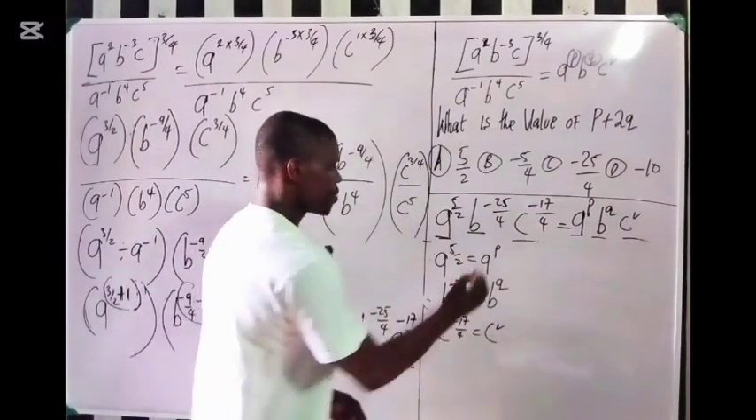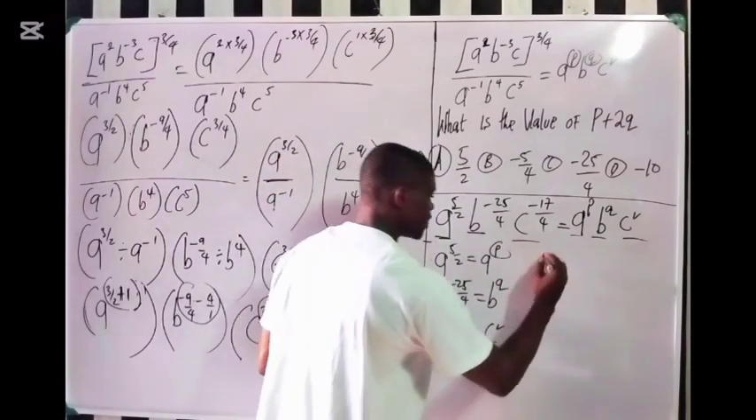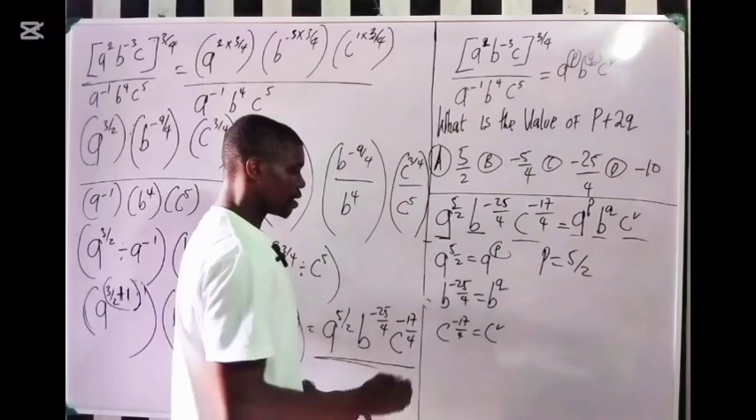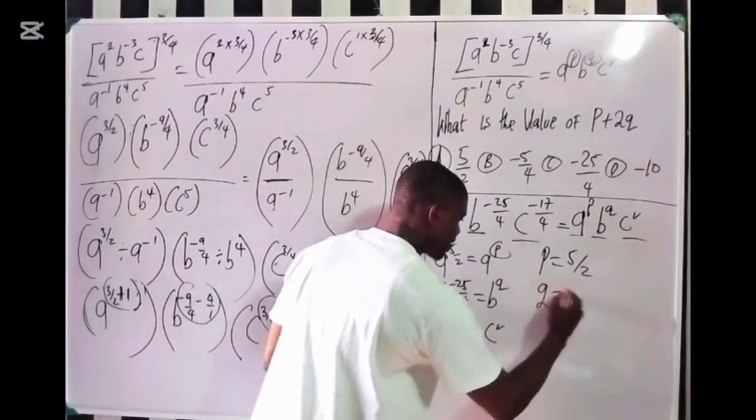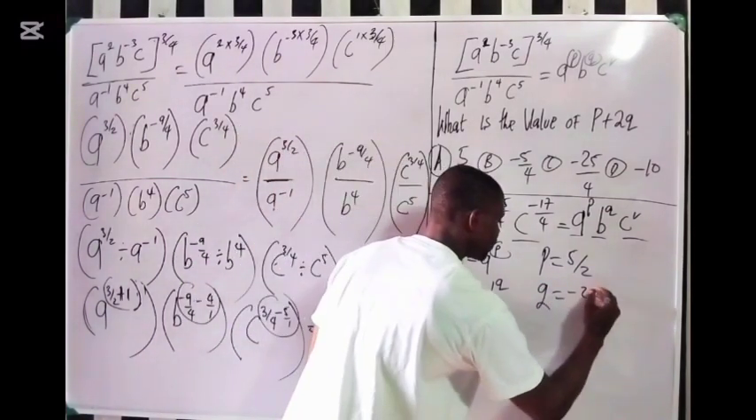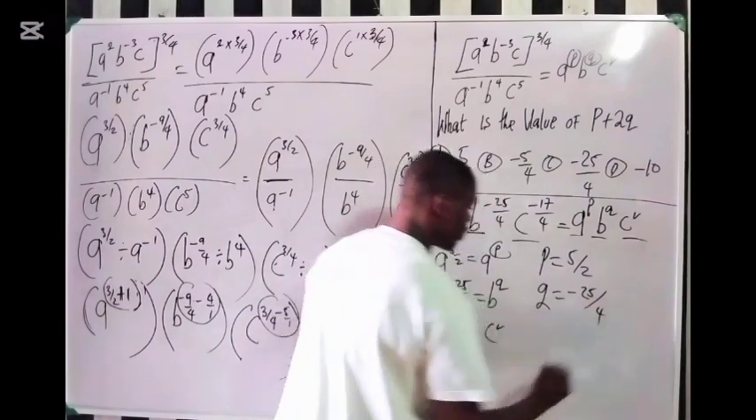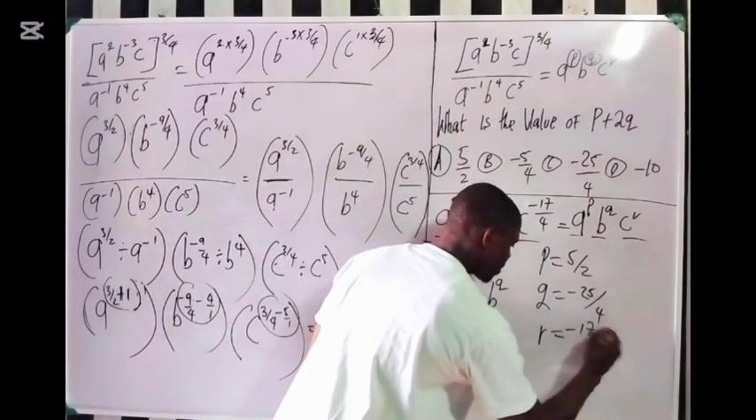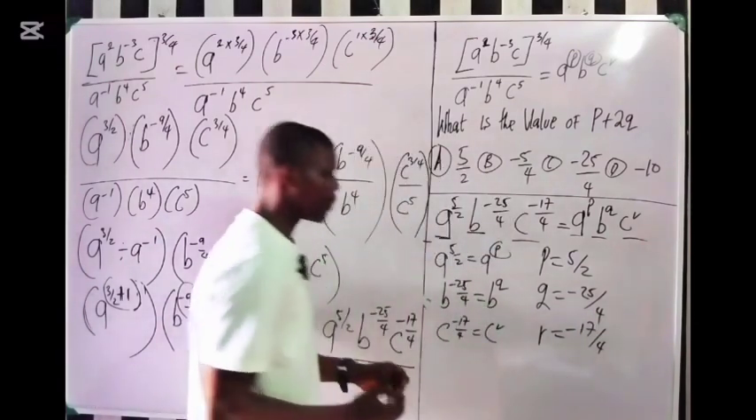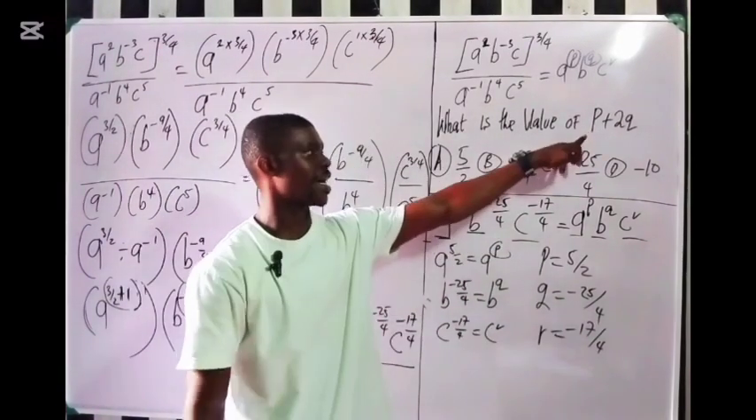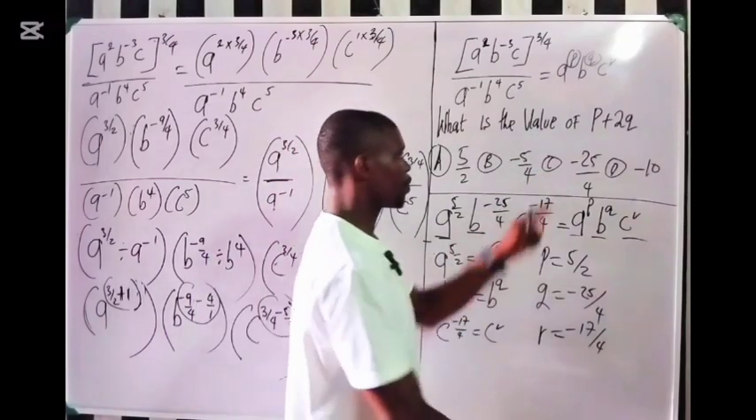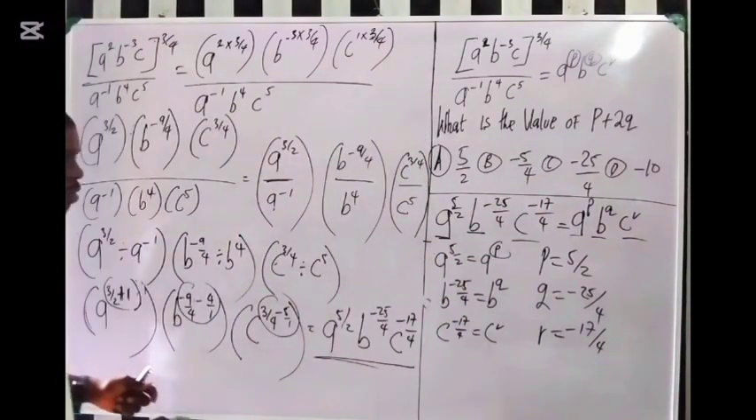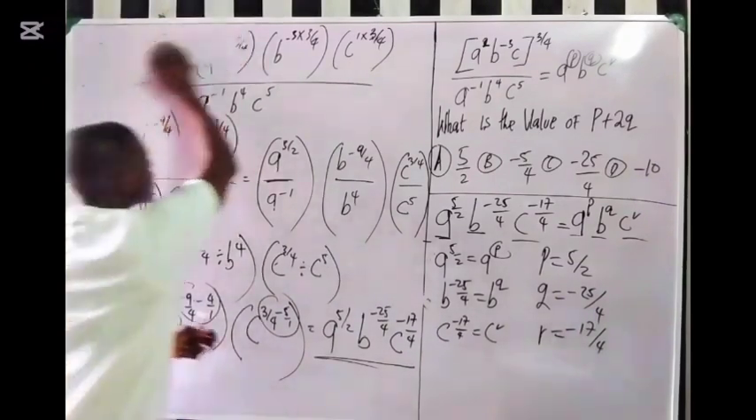So what does it mean here? P is equal to 5 over 2. Then my Q, what is my Q? My Q is minus 25 over 4, right? Then my R is minus 17 over 4. But this is not what they say you should solve. They say you will solve for the value of P plus 2Q. So let's evaluate that one now.